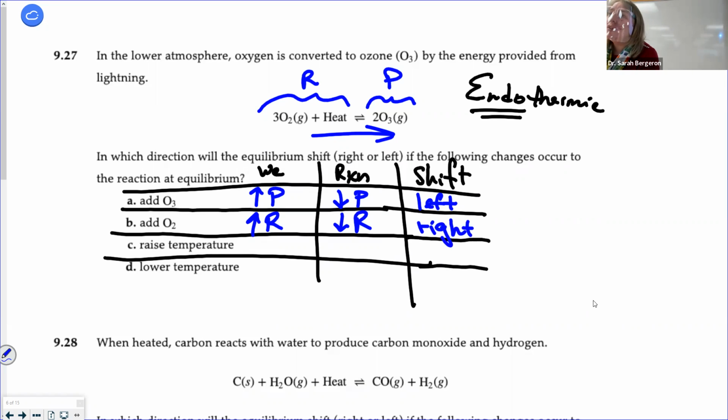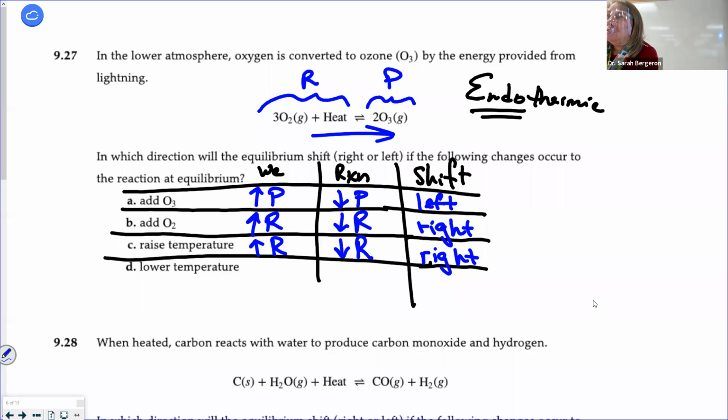Okay. C, raise the temperature. Temperature is a reactant or a product? It's a reactant. Are we increasing it or decreasing it? Increasing. So the reaction will do the opposite. So it will decrease our reactant. How do we decrease reactant? Make product. So we're going to go to the right.